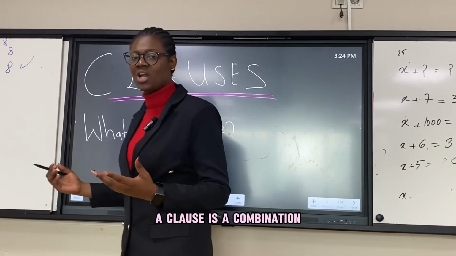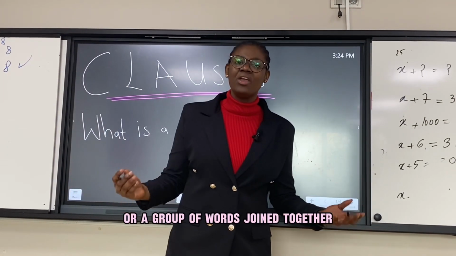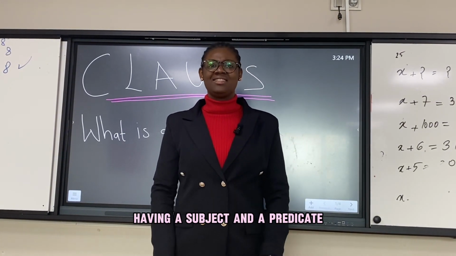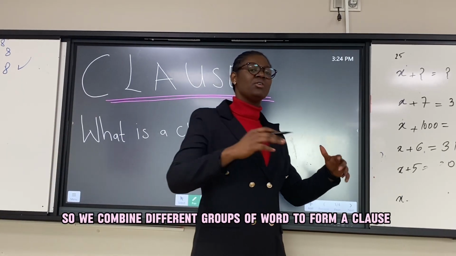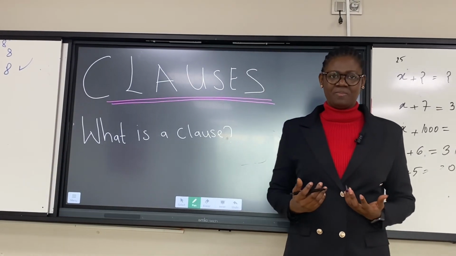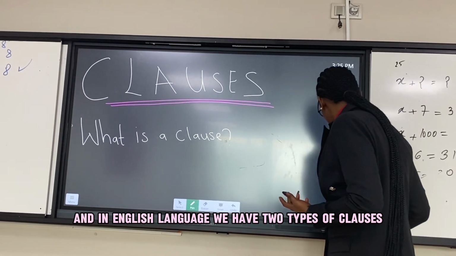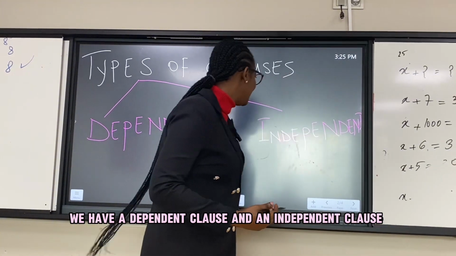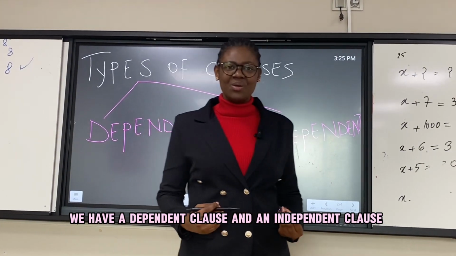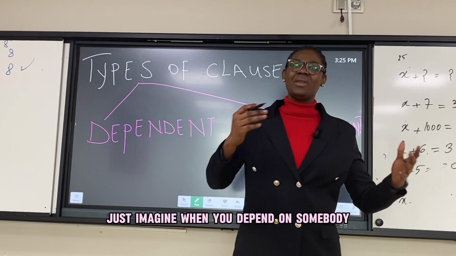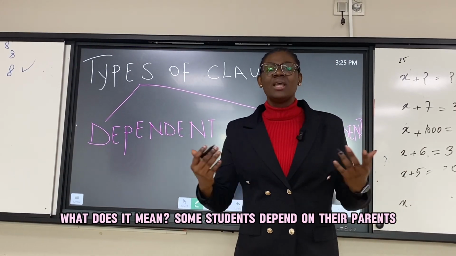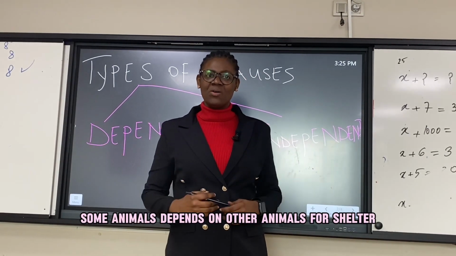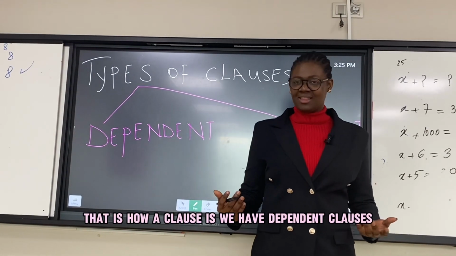In the English language, a clause is a combination or a group of words joined together, having a subject and a predicate. So we combine different groups of words to form a clause. And in the English language, we have two types of clauses: a dependent clause and an independent clause. Just imagine, when you depend on somebody, what does it mean? Some students depend on their parents. Some animals depend on other animals for shelter. That is how a clause is.